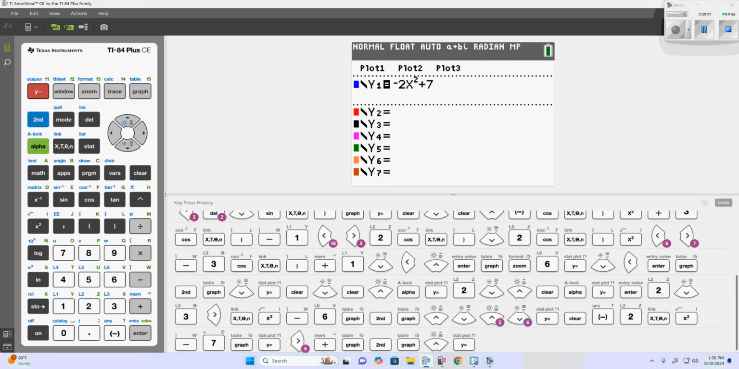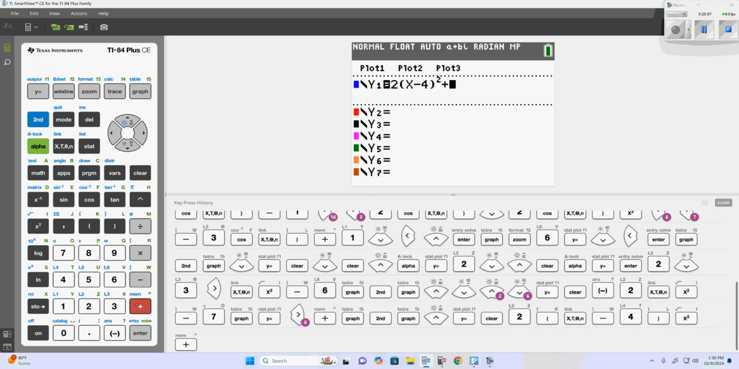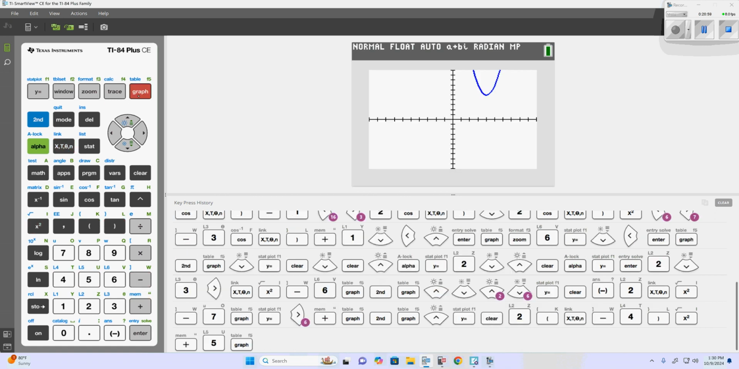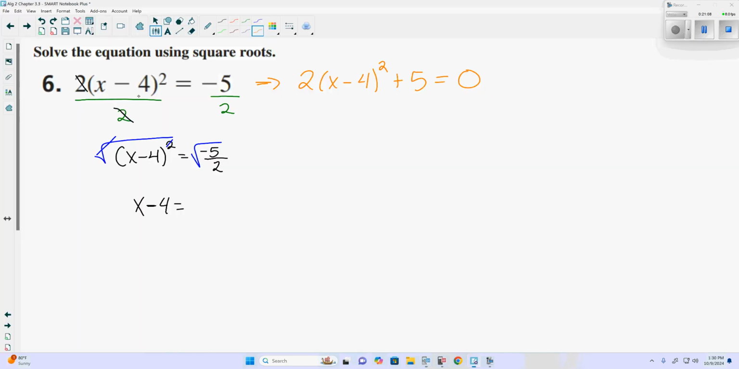So y equals 2 parentheses x minus 4 squared plus 5. And we're looking for where it crosses the x-axis. Where does it cross the x-axis? It doesn't. So that tells me that this here has no real solutions. It does have solutions, they're just not real solutions.